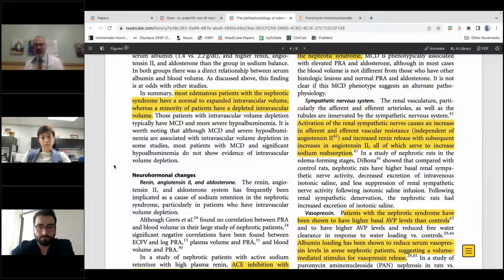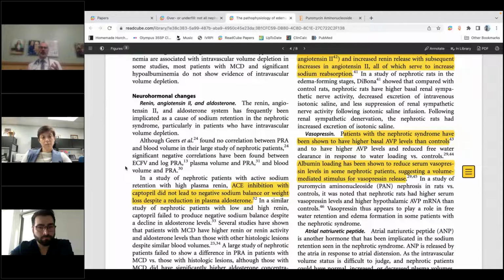So the summary of this, they found that most edematous patients with nephrotic syndrome actually have a normal intravascular volume. Some have expanded intravascular volume, and the minority of those patients actually had depleted intravascular volume that would be supportive of that underfill theory. So if they're intravascularly depleted because of the hypoalbuminemia, the fluid being lost, then we should see that the edema could be corrected with restoration of their volume. And as we're getting into here, affecting those neurohormonal responses doesn't actually play a big role.